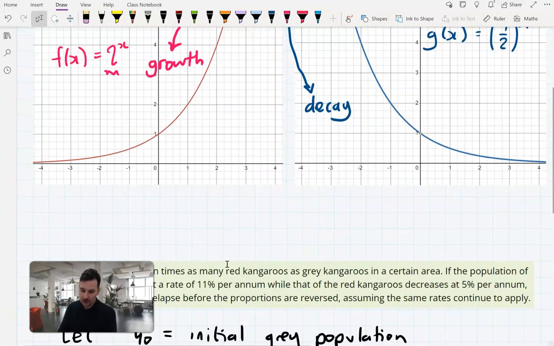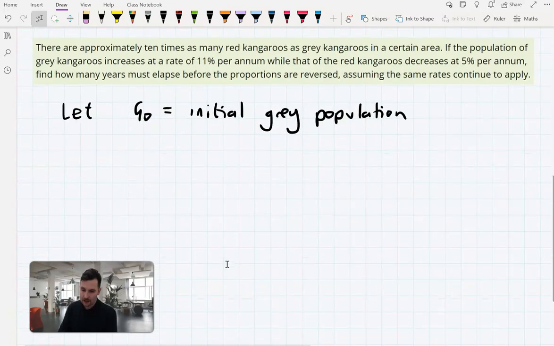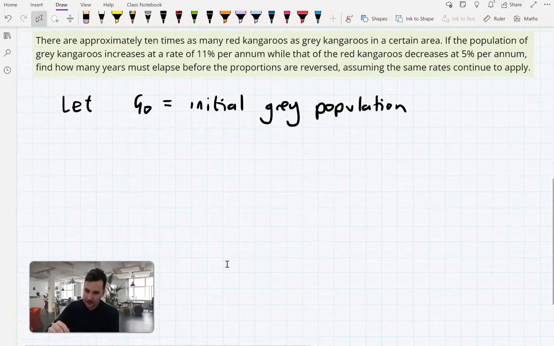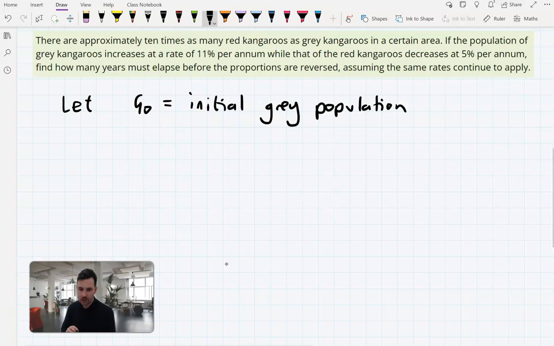Right, so let's take that knowledge and apply it to a specific question. Okay, this is a kangaroo problem. There are approximately 10 times as many red kangaroos as grey kangaroos in a certain area. So the population of grey kangaroos increases at the rate of 11% per annum, while that of the red kangaroos decreases at 5% per annum. Find how many years must elapse before the proportions are reversed, assuming the same rates continue to apply.